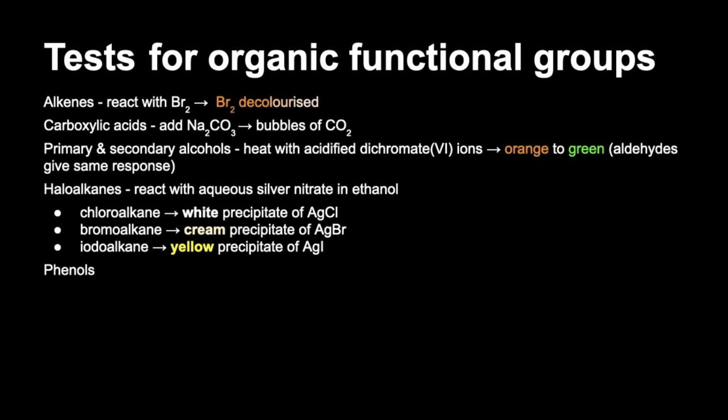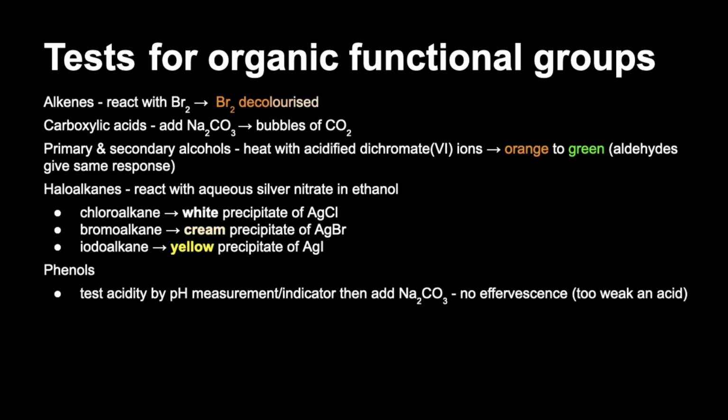Moving on to phenols, there's several ways to test for a phenol. The one I always go for is this one. You test the acidity by pH measurement. Remember, phenols are very, very weak acids, so they should be indicated as acids by that. Then you could add sodium carbonate and you don't get any bubbles. So remember, carboxylic acids are really the only other acidic substance we look at at A level. So they're acidic, they will give bubbles of CO2, whereas a phenol is acidic, but it won't give bubbles of CO2 with sodium carbonate. Another thing you can do is react a phenol with bromine, and the bromine is decolorized and you get a white precipitate.